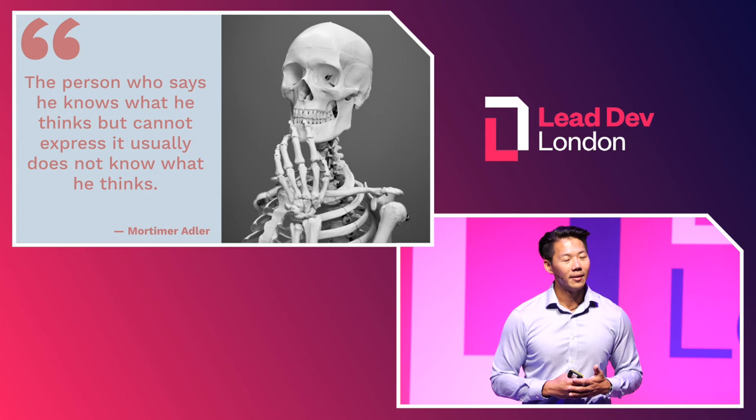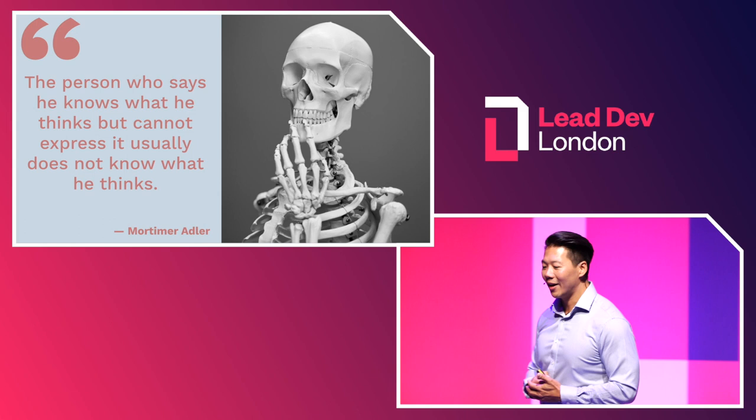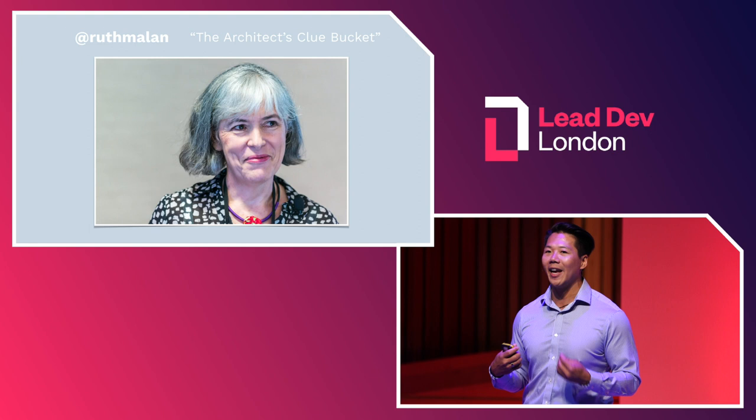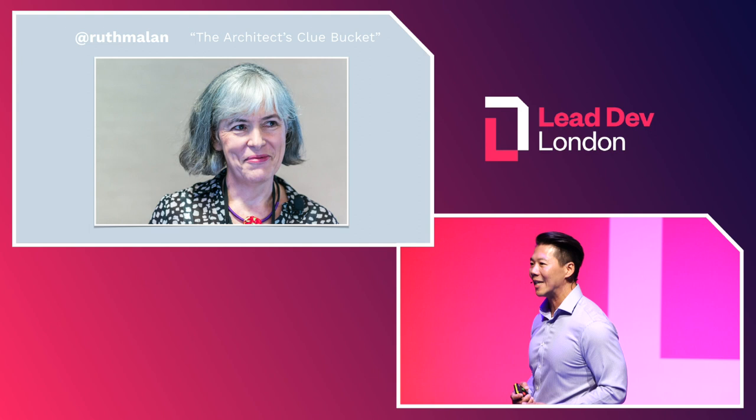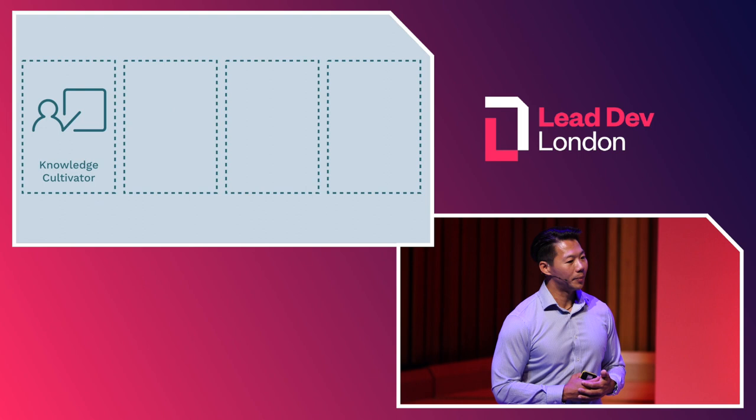Now, a person who I admire on Twitter is Ruth Malan, and she's a wonderful person who's helping people understand the nature of software architecture and the role of the software architect in today's world. And she is a really great example of taking acts of leadership, of helping people grow and learn and understand this. And this flavor is what I call the knowledge cultivator. So let's look at another type of flavor.